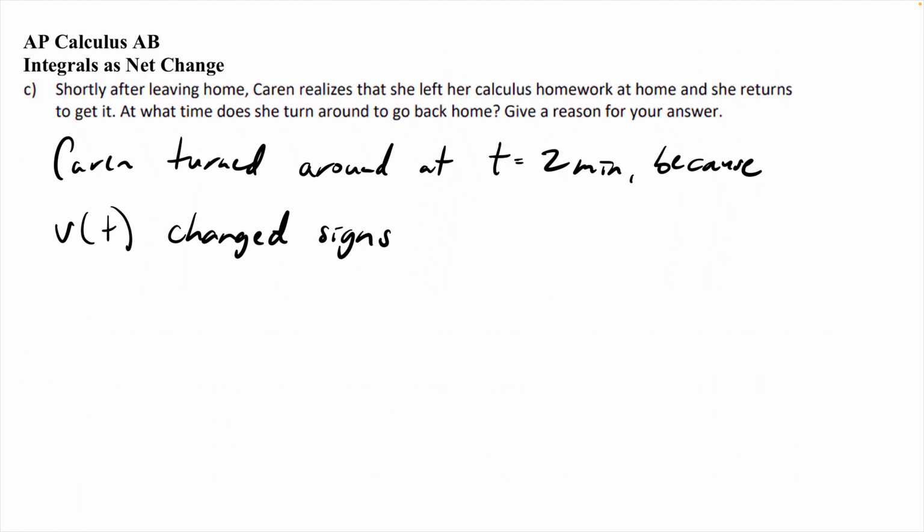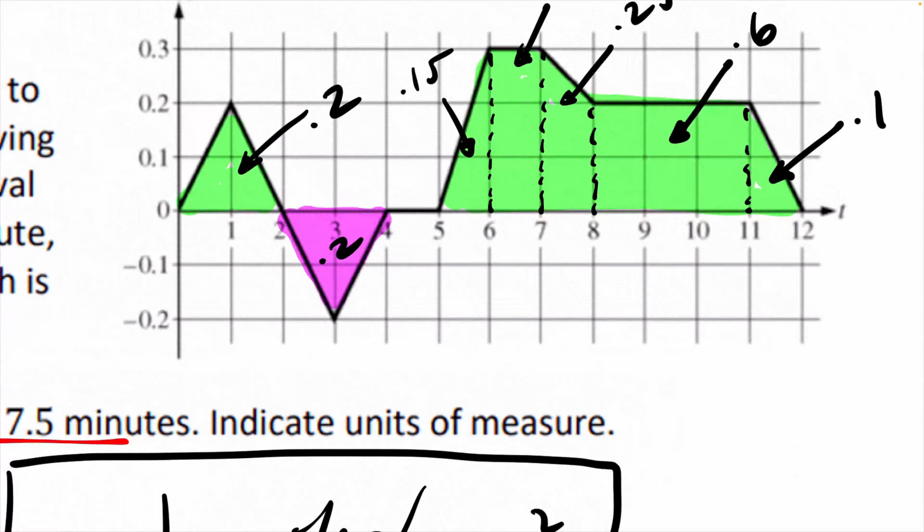Because she could do this. Here we go. Just because she stopped here, how do we know she doubled back home? Because she changed direction, right? Because like here and here, right, she stopped as well. But that's not where she turned around because velocity is not changing signs. It's staying zero, right? So here is where she turned around, because velocity changed signs, okay?